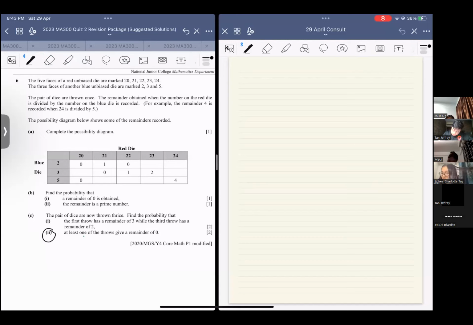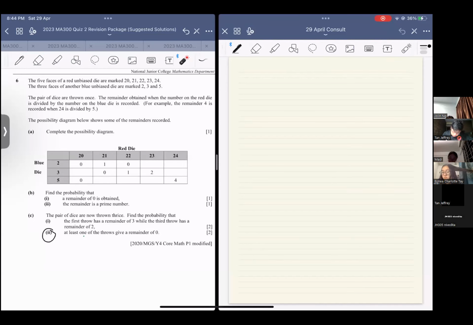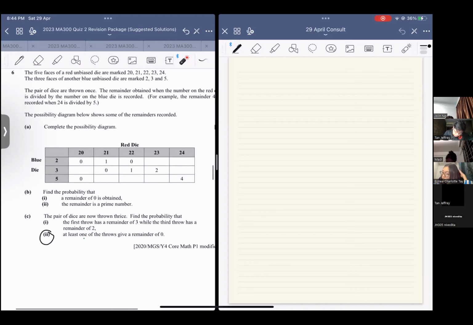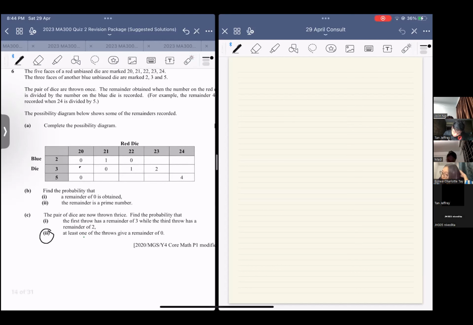So the 5 phases of a remainder throw. Once the remainder when the number on the red die is divided by the number on the blue die is recorded, okay, so for the probability, if I fill in this one: 20 divided by 3 got 2, 20 divided by 5 got 1, 22 divided by 5 got 2, then 23 divided by 2, 1, 20 divided by 3, 24 divided by 2, 0.